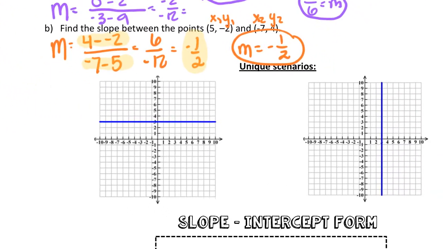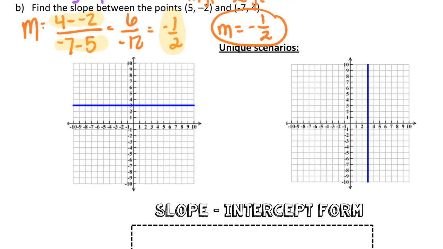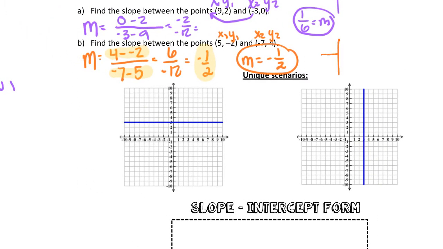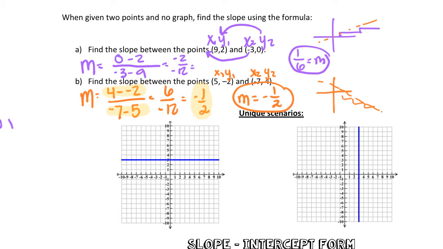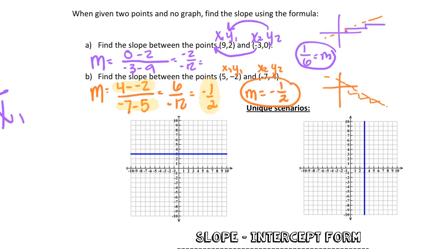Now let's look at these two unique scenarios underneath here. Oh, by the way, on that last one, if you had a slope of negative 1/2, that means that you would be going down 1, right 2, down 1, right 2, down 1, right 2 to get from point to point. Remember, negative slopes fall across the graph. Positive slopes, like the one up above, rise as you're looking from left to right. So falling is negative, rising is positive.